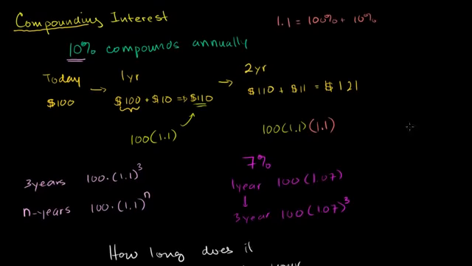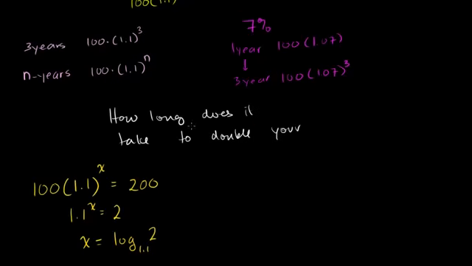So what I'm going to do in the next video is explain something called the rule of 72, which is an approximate way to figure out the answer to this question. How long does it take to double your money? I forgot to write the most important word. How long does it take to double your money? And we'll see how good of an approximation it is in that next video.